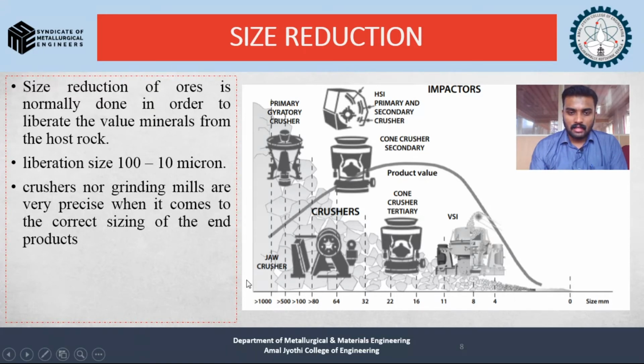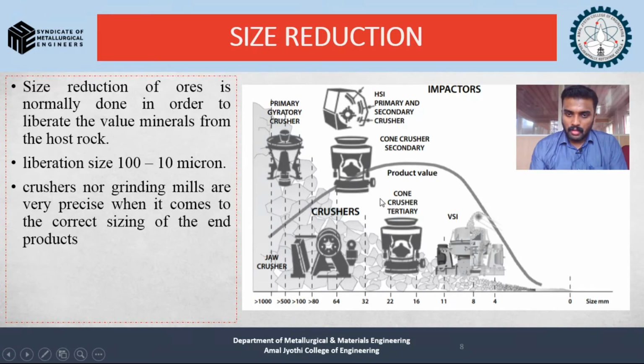The initial equipment used for reducing the size are jaw crushers and primary gyratory crushers, and we have further crushers like cone crushers. There are HSI primary and secondary crusher units. Different types of cone crushers are there, and from this particular graph, initially we will be incorporating this kind of equipment in order to reduce particle sizes greater than 500 or 1000.